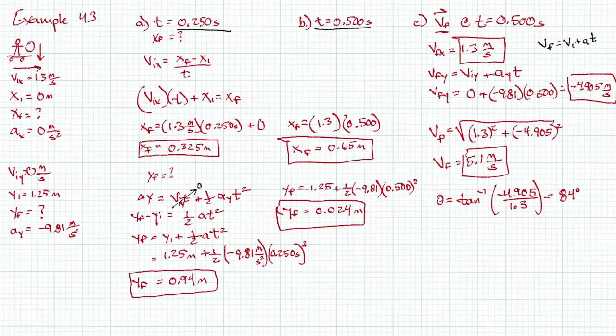But what direction? Well, it's downwards. You could say the y direction is negative and the x direction is positive. And that would give us south of east. So you might say below the positive x-axis. But that's our direction. That's our magnitude, 5.1 meters per second for the final velocity. And that's our example 4.3, parts A, B, and C.